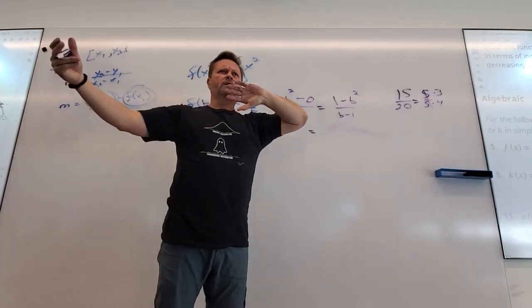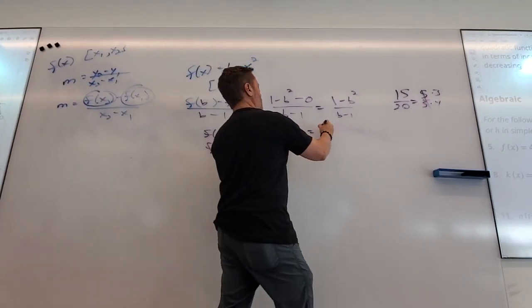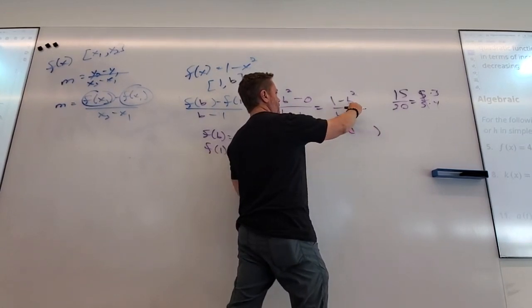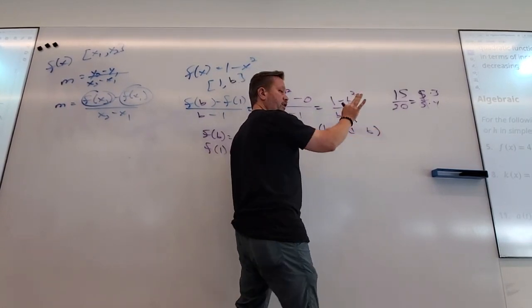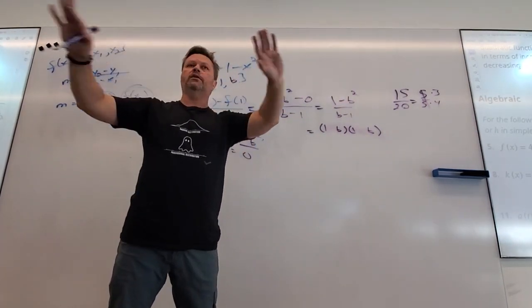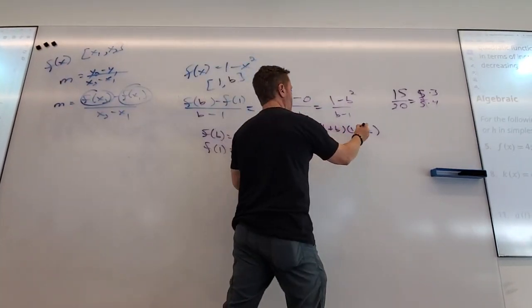Your factor is going to be eliminating the denominator. Let's do it this way. 1 is 1 times 1. b squared is b times b. It's a difference of squares, right? Plus and minus. Difference of squares is always easy.